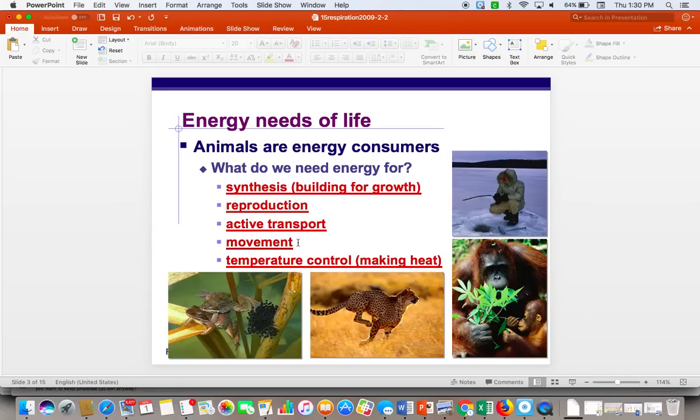We know we need energy to move, and then of course to help maintain homeostasis. So since we regulate our own temperature, staying warm is a big issue for us, especially now that we're finally getting into some of the cooler months of the year.